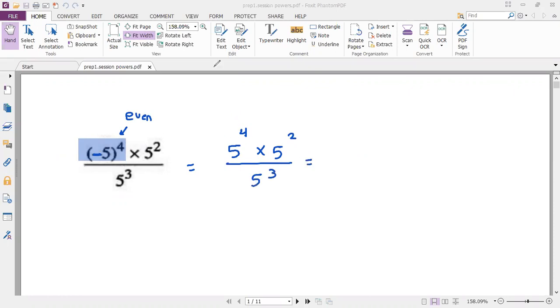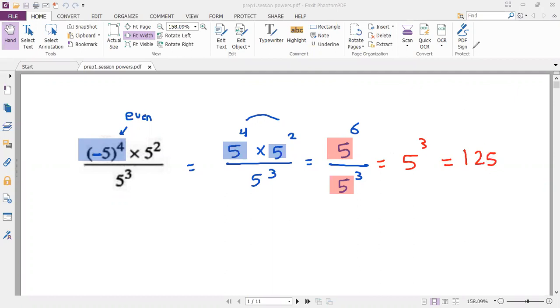You know, when multiplying like bases, here we have like bases, they are the same. When multiplying like bases, we write the base as it is and then add the powers. 4 plus 2 equals 6, divided by 5 raised to the power of 3. And when dividing like bases, we write the base as it is and then subtract the powers. 6 minus 3 equals 3. 5 raised to the power of 3 equals 125.